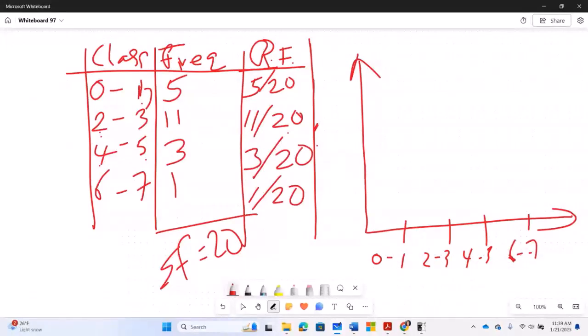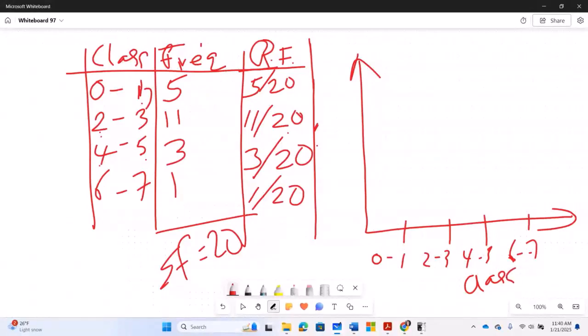All right, then I'll eyeball the frequency column, and I see that the highest frequency is 11. So I will make the Y column, the Y-axis, to make sure that it includes the highest frequency. Actually, the horizontal axis are classes, so I'm going to write classes here.